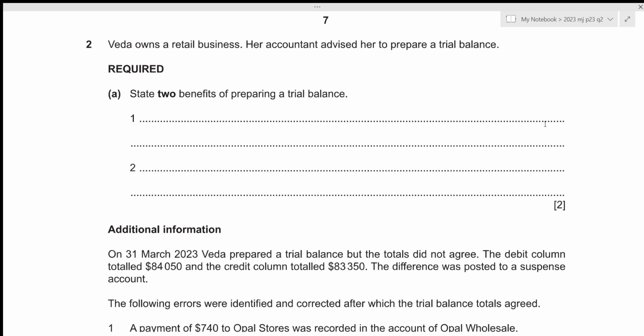Since question number 2 is of 15 marks, ideally you should be spending about 17 and a half minutes in order to solve this question. And in this video as well, we'll be attempting to solve this question under 17 and a half minutes. So without any further delay, let's get started.